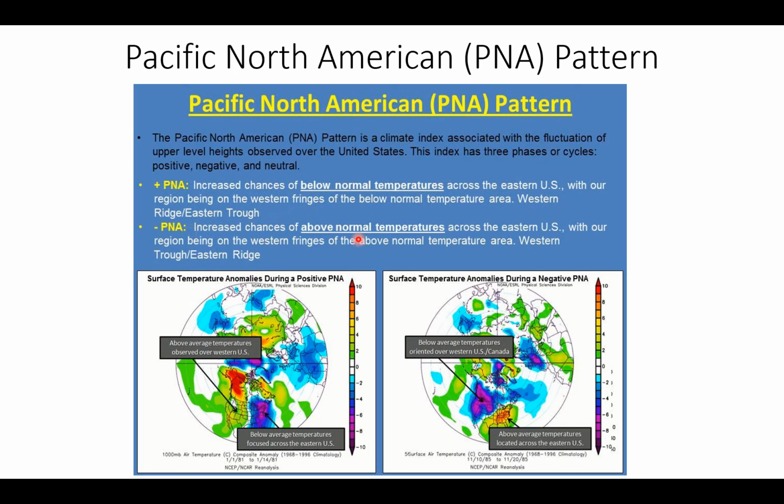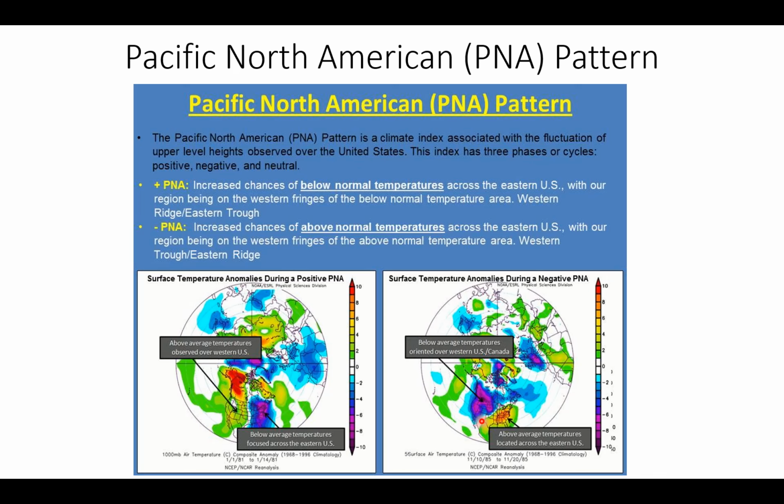We increase chances of above normal temperatures across the eastern U.S., with our region being on the western fringes of the above normal temperature area. So the negative PNA, think western trough and eastern ridge. Again, think trough, cooler temperatures, and think ridge, milder temperatures. And this has really played a huge role in past winters.